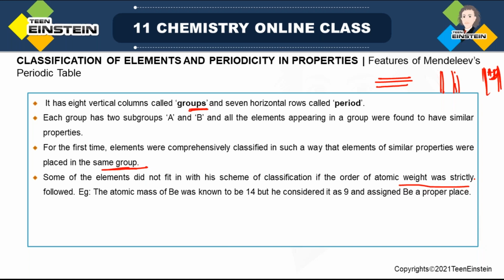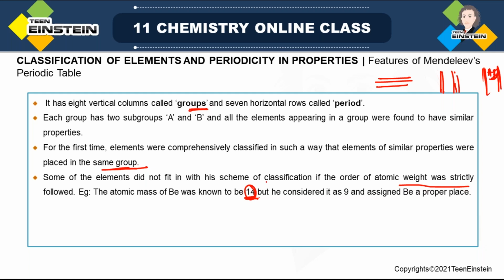Fine. Now, what is the example? For example, the atomic mass of beryllium at that time was known to be 40. But he had to consider it as 9 and assign beryllium a proper place. So if we consider the correct atomic mass known at that time, it would not fit according to his scheme of classification.